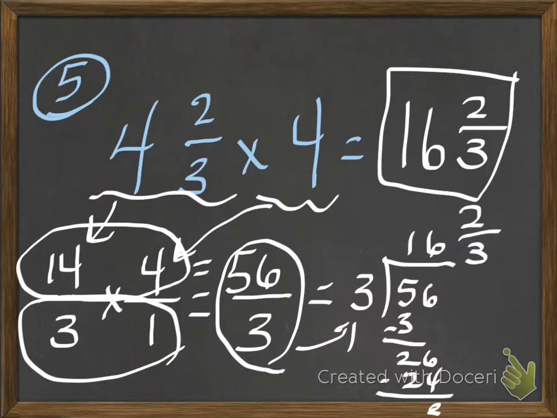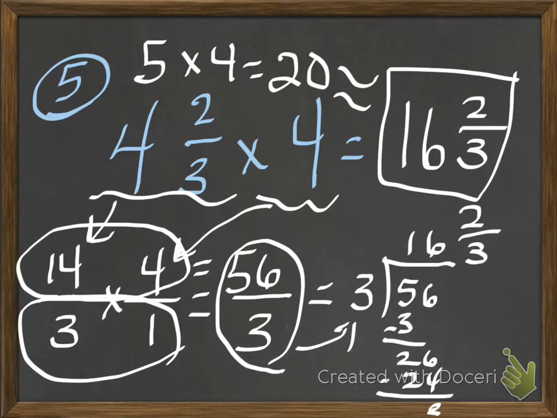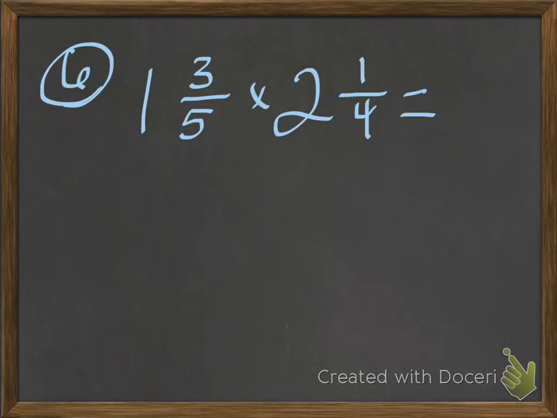Now, if I look at the problem, I've got 4 and 2/3, that's close to 5, times 4, that's going to equal 20. That's fairly close to 16 and 2/3, which is really close to 17. So that's a pretty good estimate.